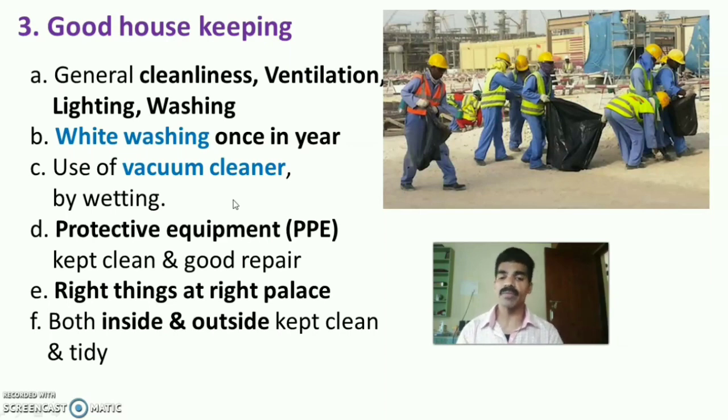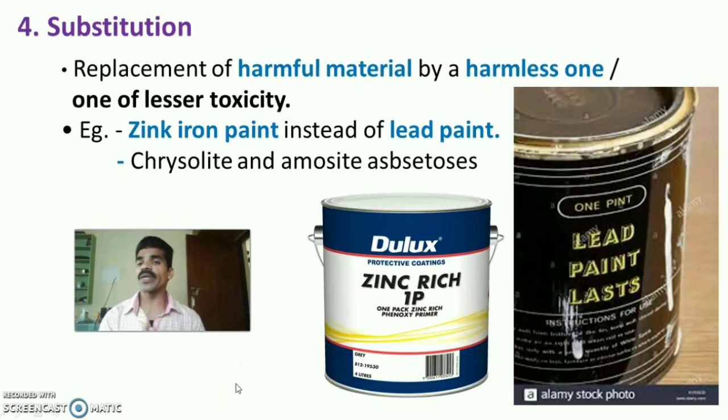Thus we can prevent a number of occupational diseases from that industry and factory. The fourth point is substitution. Replacement of the harmful material by a harmless one, or one with a lesser toxicity, in the industry or factory is called substitution. For example, use of zinc iron paint instead of lead paint. Lead paint is more toxic to the employees than zinc iron paint. Then use of chrysolite and amosite asbestos instead of other asbestos which cause problems to the employees or workers.